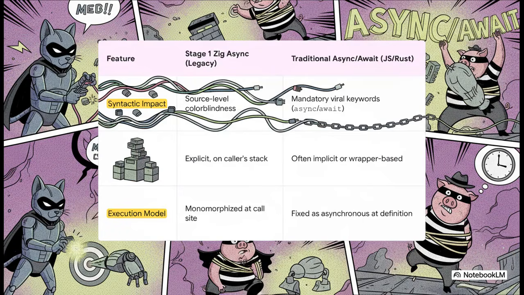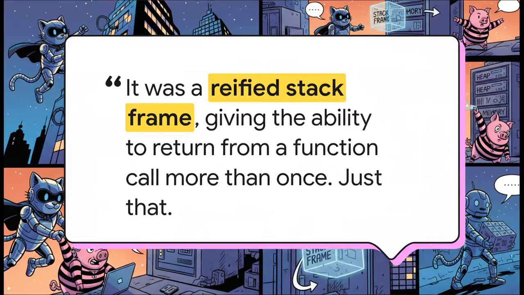And when you put it side by side with the traditional models, you can really see just how different Zig's philosophy was. Instead of those viral async and await keywords that take over your code, Zig had this source-level colorblindness. Instead of hiding memory allocation, Zig made you deal with it explicitly, right on the caller's stack. And the real kicker? The choice to be sync or async happened at the call site, not when you first define the function.